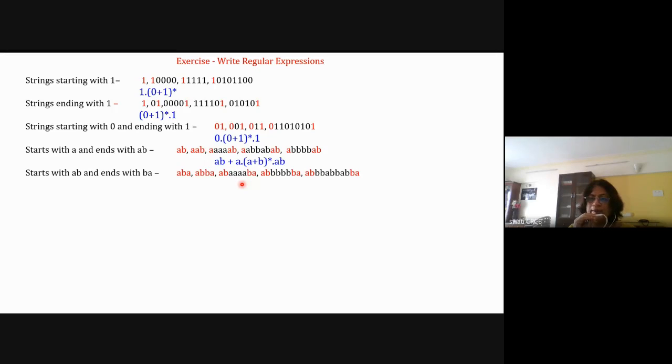ABA plus AB, A plus B. Okay. Nijo has done correctly. Sahana. So ABA is a minimum length string, either ABA or starting with AB, ending with BA, and in between anything can be there.